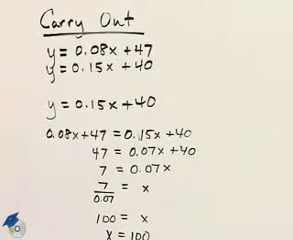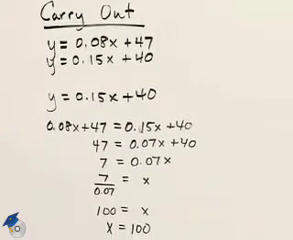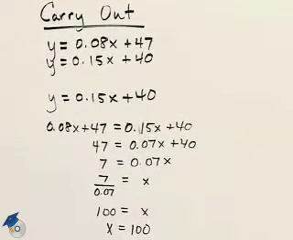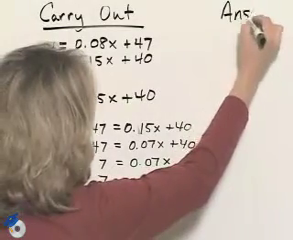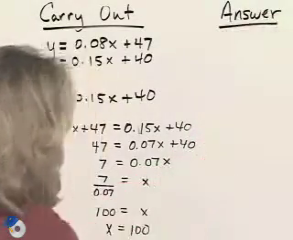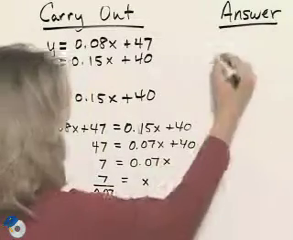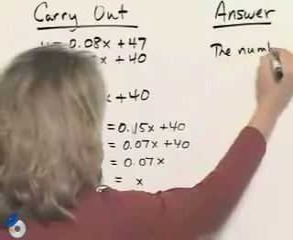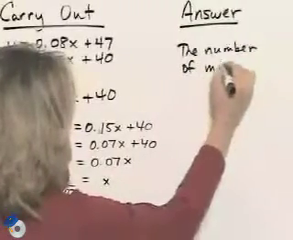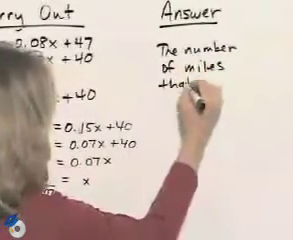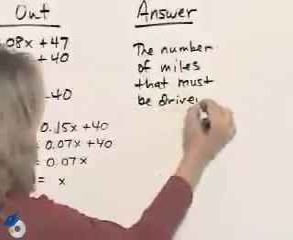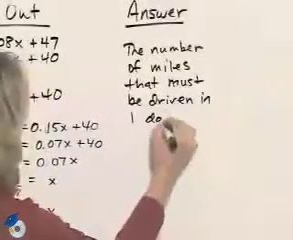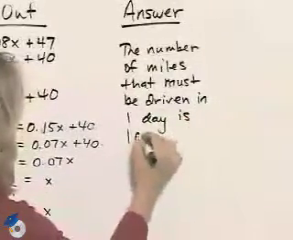Now remember that x represents the quantity that we're asked to find, the number of miles that must be driven per day in order for the costs of the trucks to be equal. And so my answer to the problem is the following. The number of miles that must be driven in one day is 100 miles.